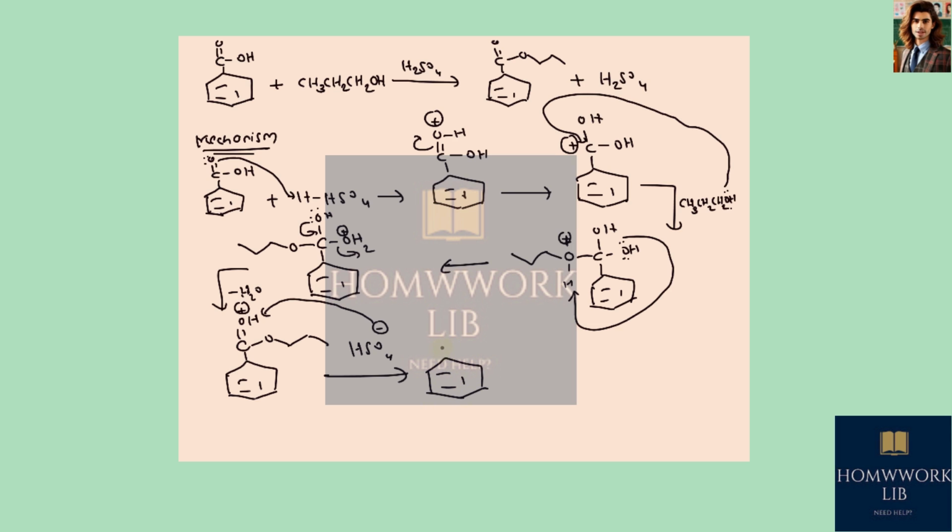Here it is carbon, and here it is carbon double bond oxygen. Here we have oxygen, CH2, CH2, CH3. So the name of this compound is propyl benzoate, and this is an ester, along with H2SO4 which is regenerated. So here H2SO4 acts as a catalyst. This is an example of an esterification reaction.